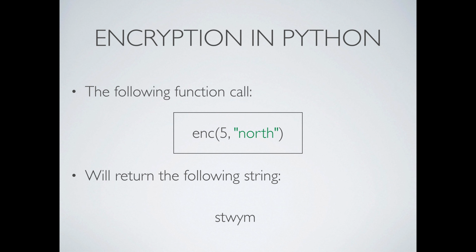So you could do print parentheses enc parentheses 5 comma north parentheses parentheses if you wanted to actually see the result. Again, that's because this is a value returning function. It just returns a value. So again, this is the same example that we did earlier, right, when we were first talking about how the Caesar cipher worked, where I said, okay, what is the encryption of north with the key 5? And you already worked through this by hand, and this is what we got.